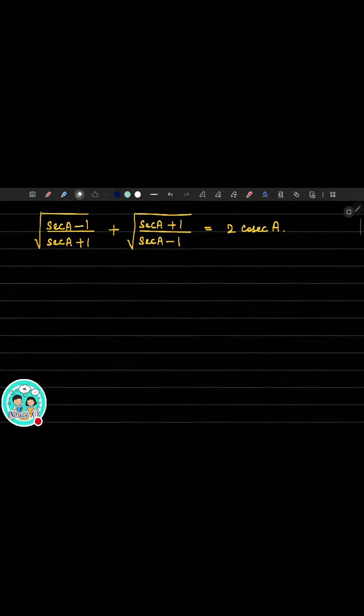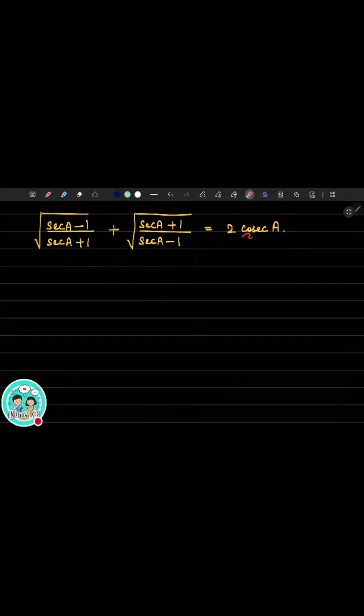Square root of (secant A minus 1) divided by (secant A plus 1), plus square root of (secant A plus 1) divided by (secant A minus 1). So everything is only in terms of secant A in your LHS. This is your LHS and this is your RHS. You have to prove LHS is equal to RHS. So what is the way to go?